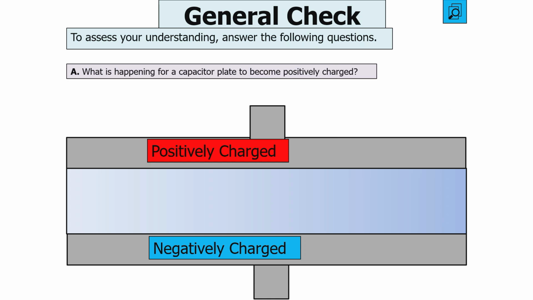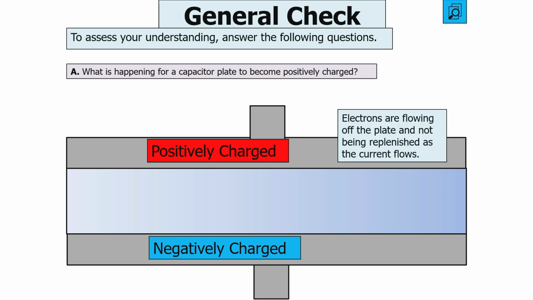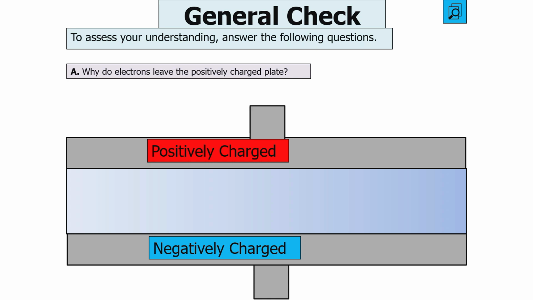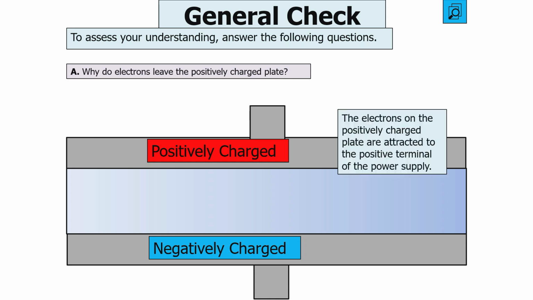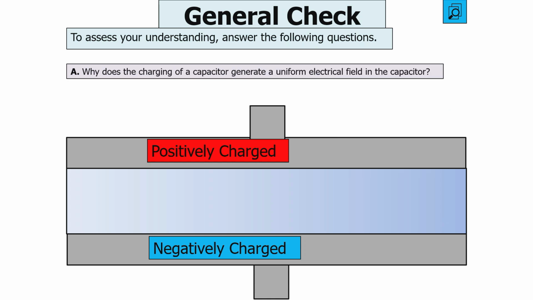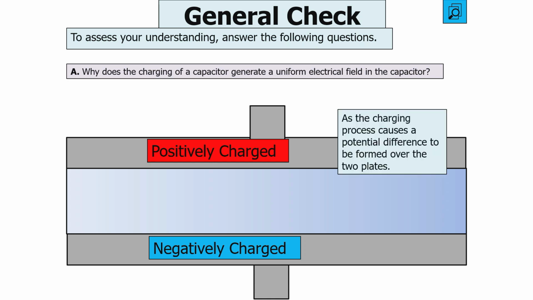What is happening for a capacitor plate to become positively charged? The electrons are flowing off that plate and not being replenished as the current flows. Why do electrons leave the positively charged plate? Electrons on the positively charged plate are attracted to the positive terminal of the power supply. Why does the charge of a capacitor generate a uniform electrical field in the capacitor? As the charging process causes a potential difference to be formed over the two plates.